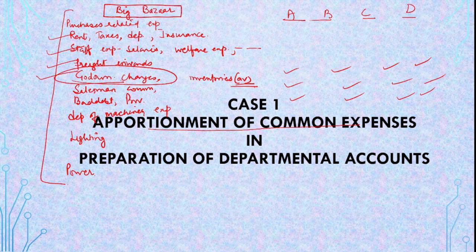Now you have rent, rates, depreciation, insurance of building. So what will be the basis? Now in building, what is happening? Each department is occupying some area, so area will be a suitable base.